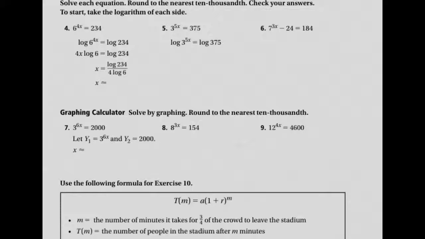Then what you do at the end, since you want to isolate the x, is to divide by 4 and divide by log of 6. So you get log of 234 over 4 log of 6. And now it's just a matter of punching that into your calculator.